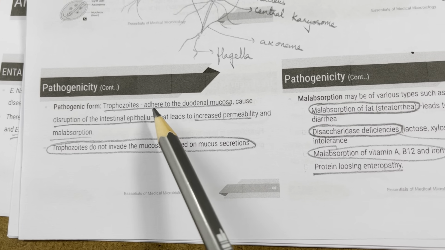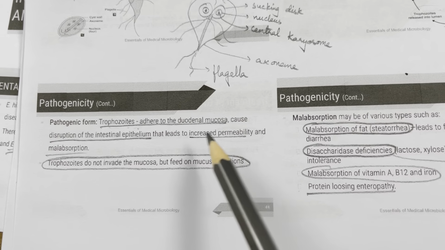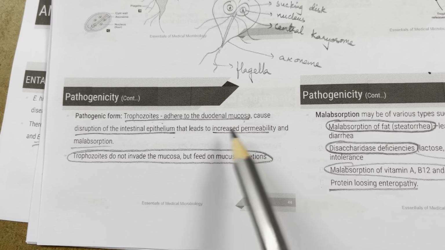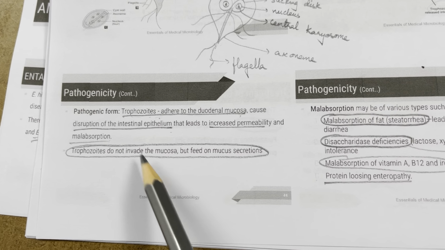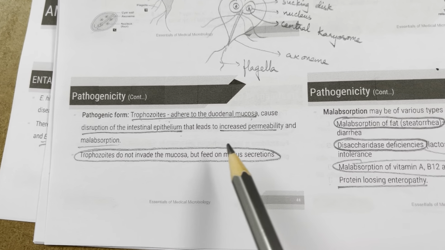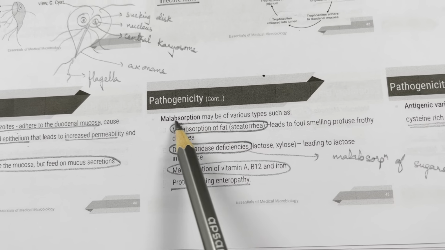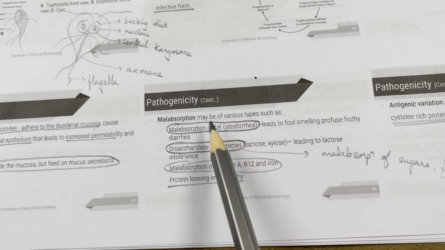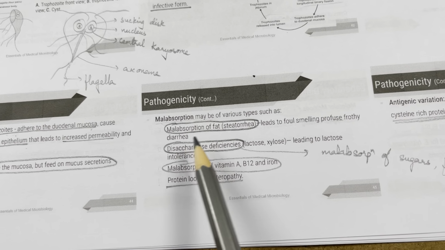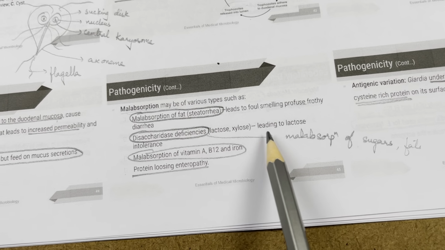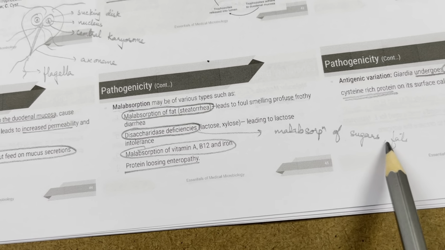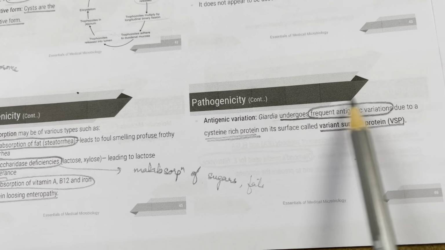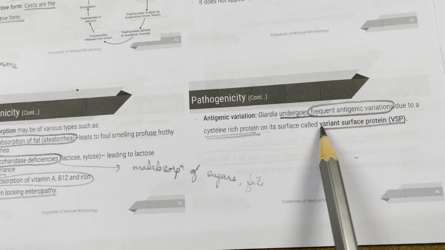So pathogenicity, the pathogenic form is trophozoite, infective form is cyst. Okay, so trophozoites adhere to the duodenal mucosa, cause disruption of the intestinal epithelium that leads to increased permeability and malabsorption. Trophozoites do not invade the mucosa, they just adhere to it, cause its disruption, and feed on the mucous secretions. So malabsorption is caused because they just adhere to the mucosa and feed on its secretions, right? So malabsorption of fats, steatorrhea, foul-smelling, profuse frothy diarrhea. Malabsorption of sugars, so disaccharide deficiencies, and malabsorption of vitamin A, B12 and iron, and also protein-losing enteropathy.